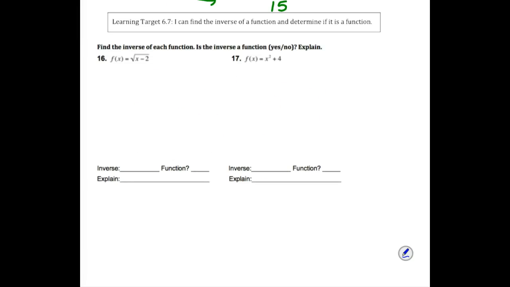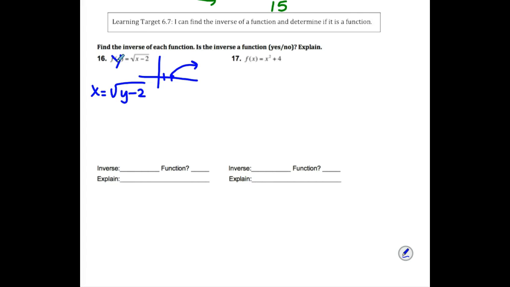All right, looking at section 6.7, I can find the inverse of a function and determine if it is a function. So I'm going to start with a function, then I'm going to find the inverse and decide if that's a function. Okay? We've got y equals the square root of x minus 2. Just picturing that, you have a square root graph that's been shifted right 2, correct? So that is a function. Yes? All right, to find the inverse, we switch x and y.